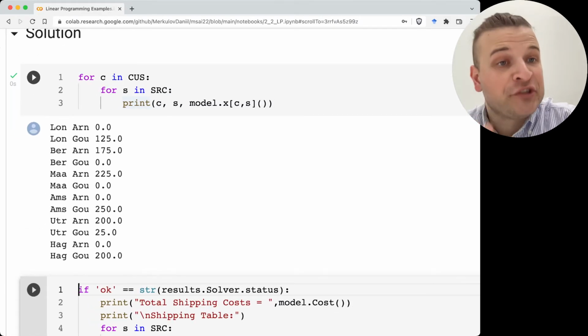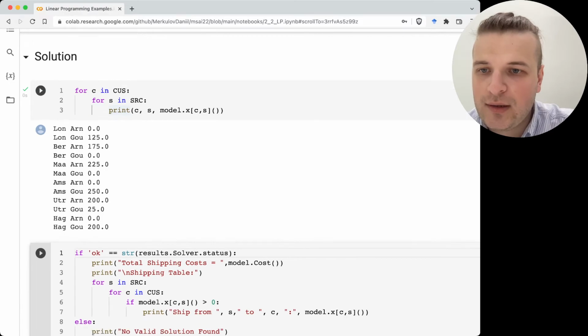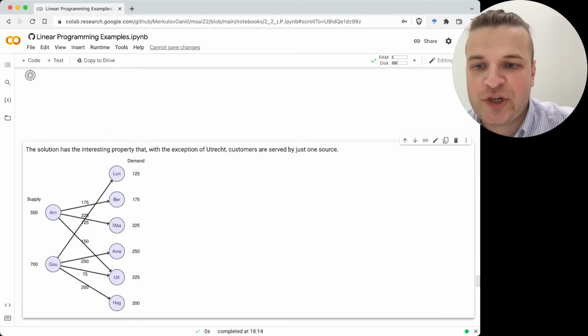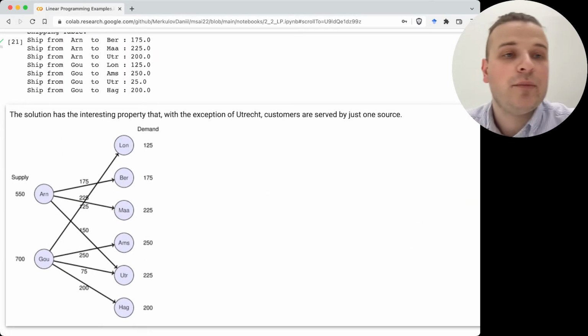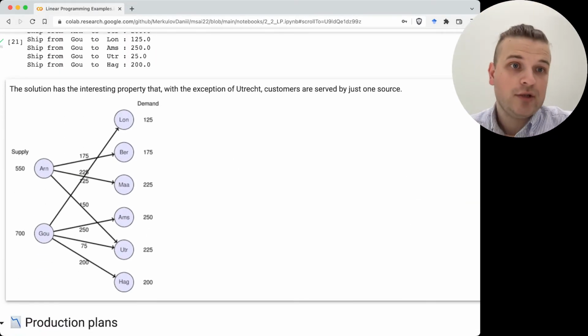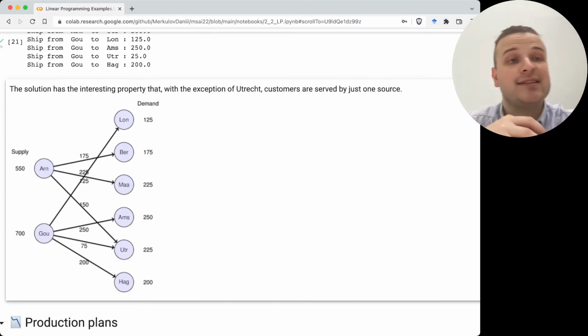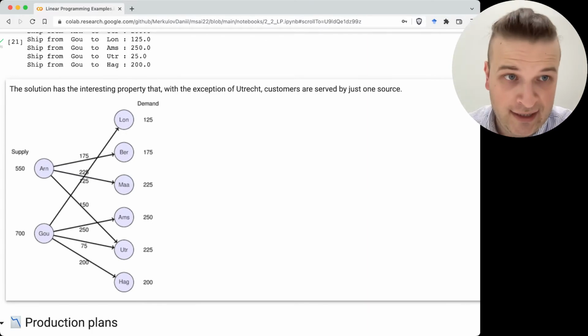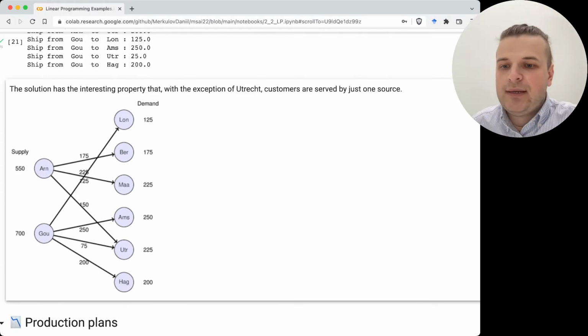So the optimal transportation plan was built using linear programming, which is cool. Here is the total shipping cost, and that's the optimal picture for transportation. When you have 2 suppliers and let's say 6 customers, that's not easy to solve by hand, but a computer can solve it almost instantly.